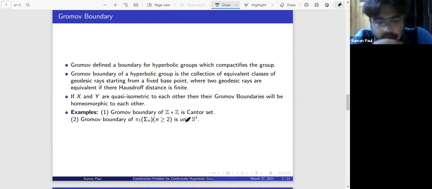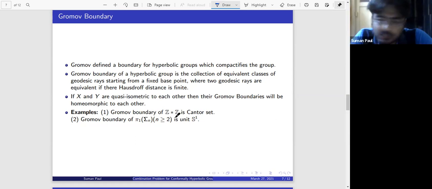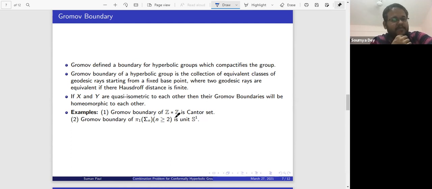Yeah, they are quasi-isometric. Basically, you can show that pi1 of sigma n for n greater than or equal to 2 is quasi-isometric to H2, the Poincare upper half plane. I see. So that's why the Gromov boundary is S1, because the boundary of H2, we all know, is S1, right? So it's not an example that Bishwadip is asking.